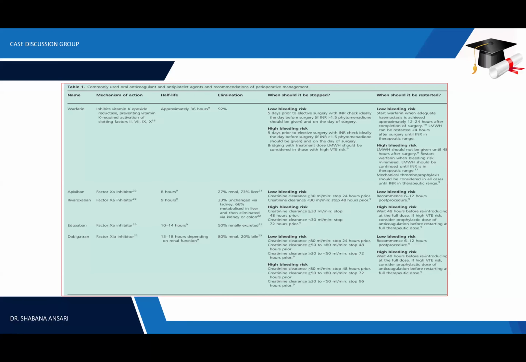Okay, I have one question. Regarding the oral contraceptive pills, when should it be stopped before the surgery and when should it be restarted? 4 weeks before it should be stopped. Yes, 4 weeks prior to surgery we stop. And when should it be restarted? 6 weeks after the procedure. It is given 2 weeks after the procedure, provided that the patient is mobile and she's well hydrated.